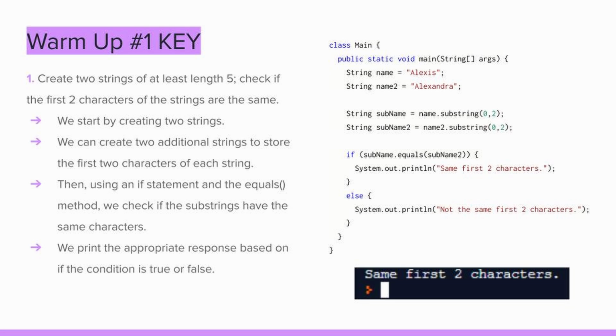Then, using an if statement and the equals method, we can check if the substrings have the same characters. If subname equals subname2, then we'll print that the 2 strings have the same first 2 characters. If not, we'll print that they don't have the same first 2 characters.